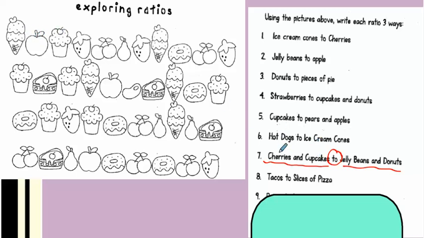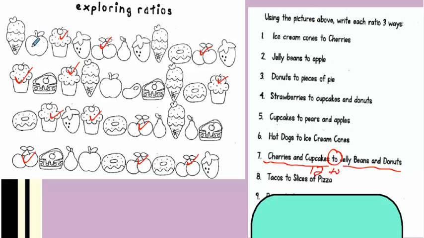So cupcakes and cherries, let's just say sets of cherries. 1, 2, 3, 4, 5, 6, 7. Okay, now my cherries. 7, 8, 9, 10, 11. Okay, I hope I didn't miss any. Ooh, 11, 12. I missed one there. 12. Okay, hopefully I got all of them. So 12 to, and then my jelly beans and donuts.